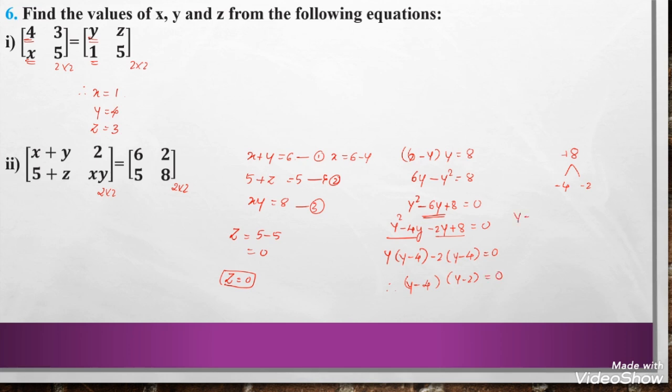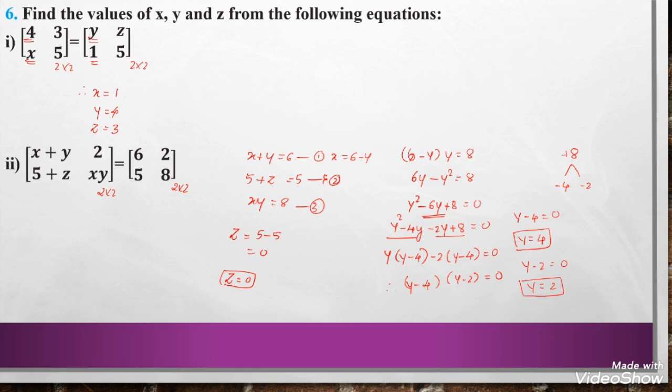Therefore, y minus 4 is equal to 0, y becomes 4. Again, y minus 2 is equal to 0, y will be 2. There are two values for y. Now, we have to take on the values.